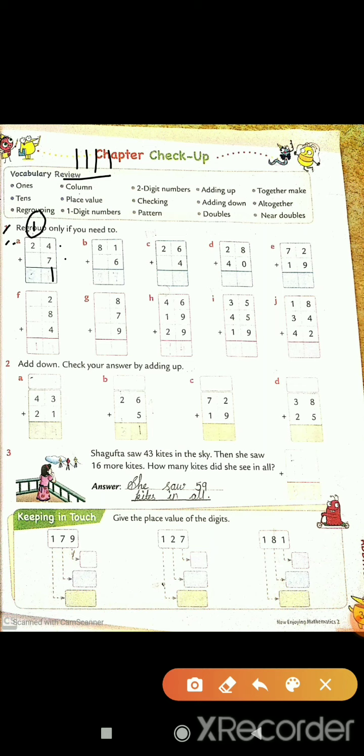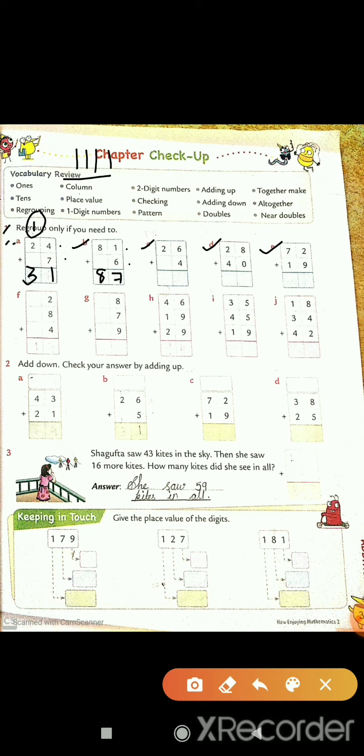Now add tens. 1 plus 2. Whenever 1 is added to any number, the answer is the number after. Remember students? So what comes after 2? 3. So our answer is 31. B. 81 plus 6. Again 1 is added to 6. So the number is 7 and 8 as it is. So the answer is 87. Students, C, D and E, you have to add like this only.